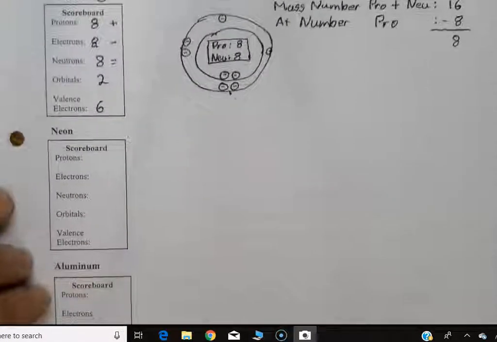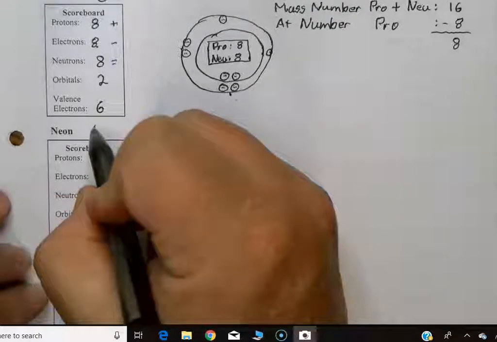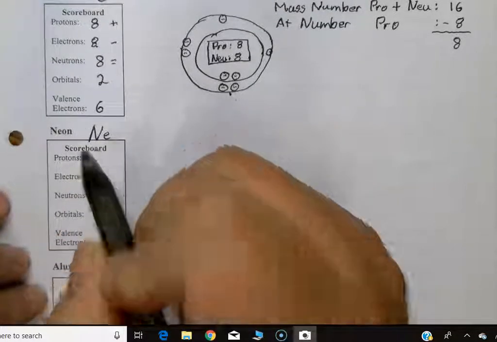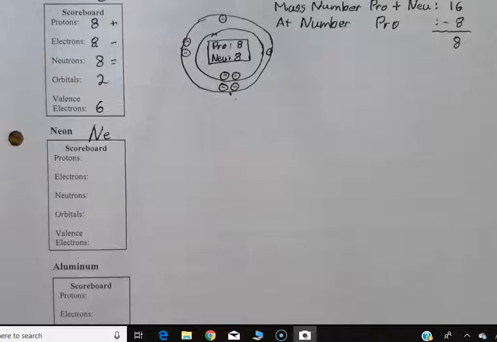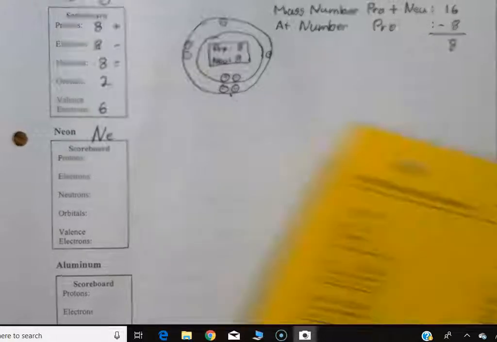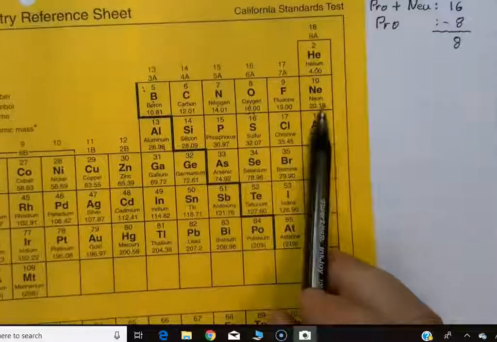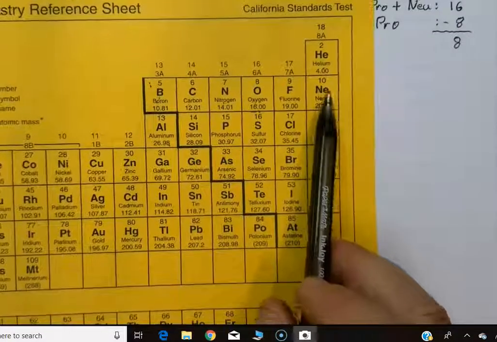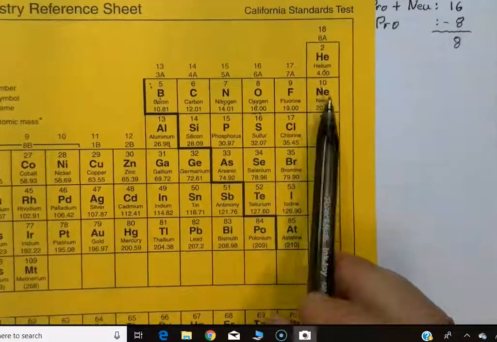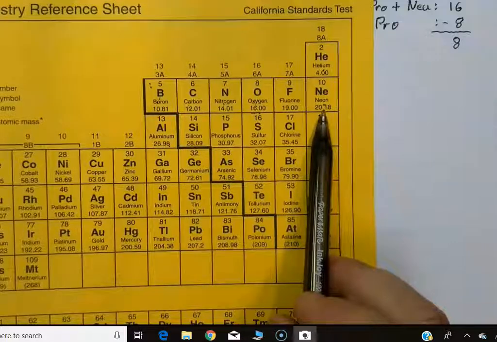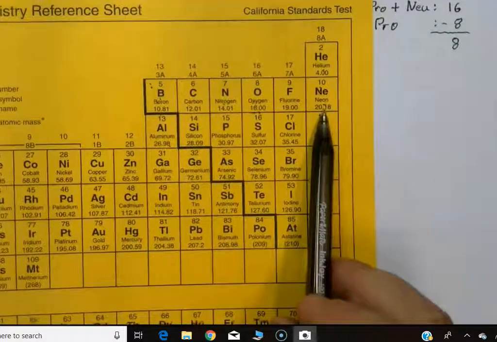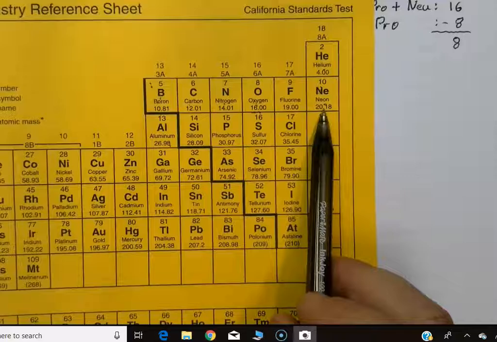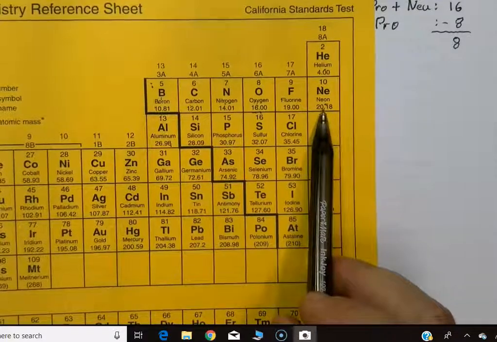We're going to go ahead and move down to neon. Element symbol Ne, also called atomic symbol Ne. We're going to find it on our periodic table, and there it is at the end of the second row. So it has an atomic number of 10, and an atomic mass of 20.18. We're going to round that down to 20 for a mass number.